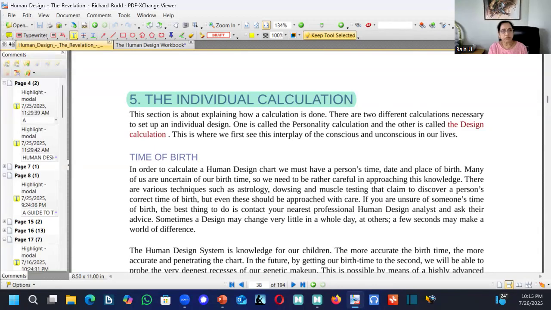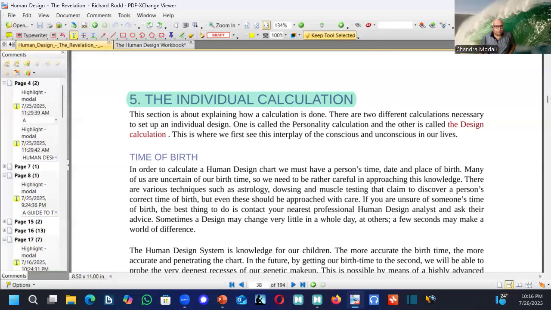15 minutes. Calculation. This section is about explaining how a calculation is done. There are two different calculations necessary to set up an individual design. One is called the personality calculation and the other is called the design calculation. This is where we first see this interplay of the conscious and unconscious in our lives.